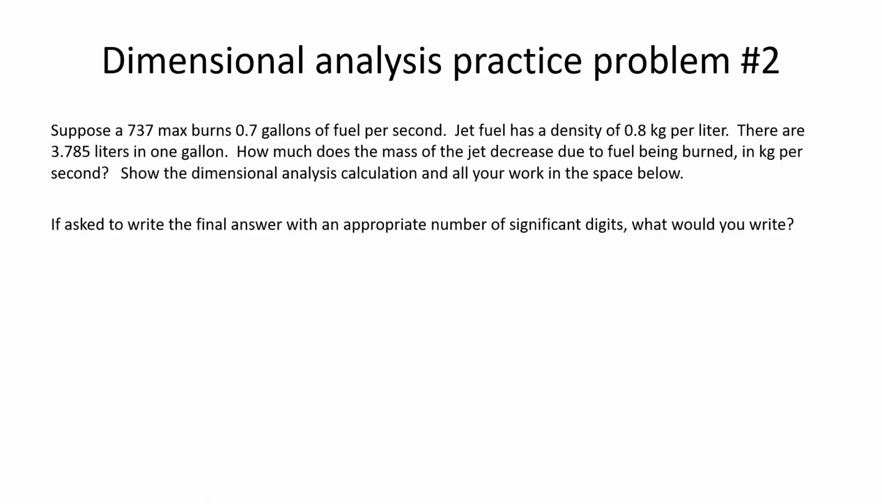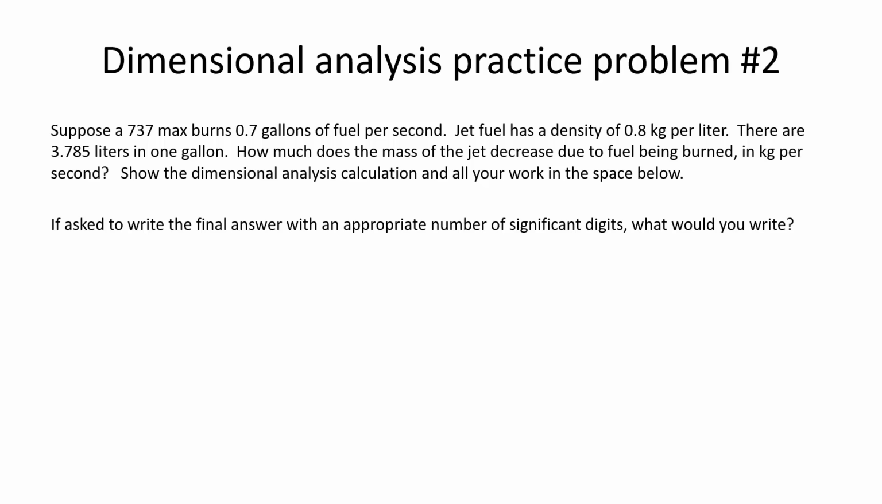All right, let's go ahead and try a couple quick dimensional analysis practice problems. Here, suppose we have a 737 MAX and it burns 0.7 gallons of fuel per second. Jet fuel has a density of 0.8 kilograms per liter, and there are 3.785 liters in 1 gallon. The question asks, how much does the mass of the jet decrease due to fuel being burned in kilograms per second? Show the calculation and all your work in the space below.